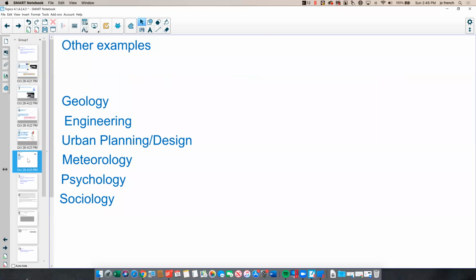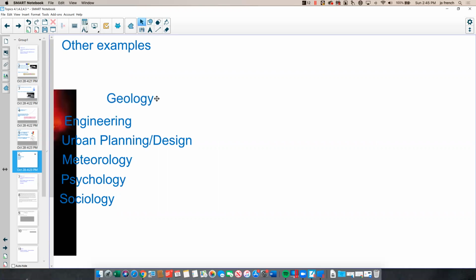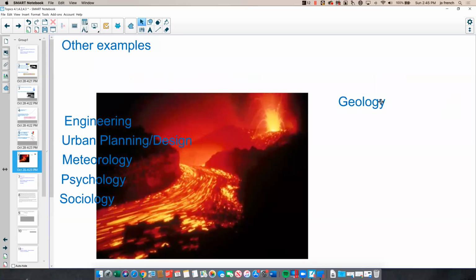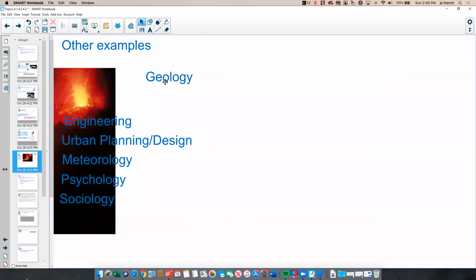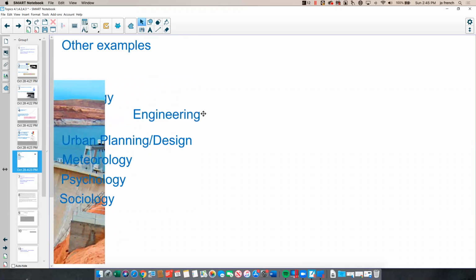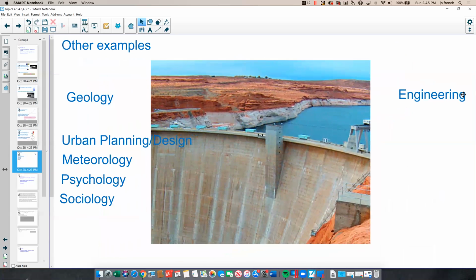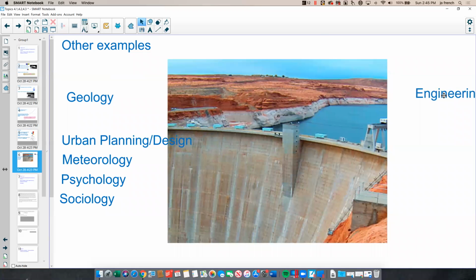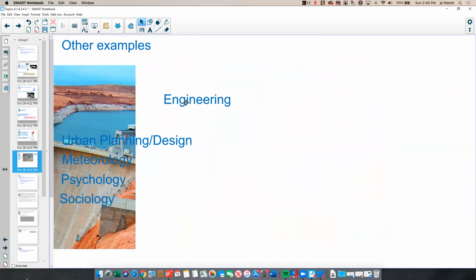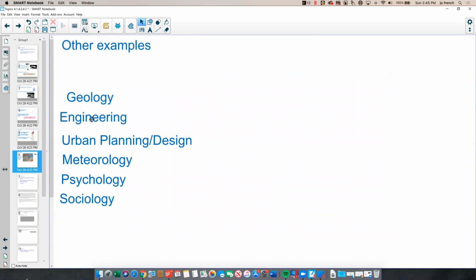Here are some other places where change is important. We can look at geology. What happens in geology? Well, the flow or velocity of lava can be pretty important to know. In engineering, when we build a dam, the amount of pressure of water pushing against the dam varies or changes depending on how deep we go. And knowing just how strong that dam has to be at different depths, very important.